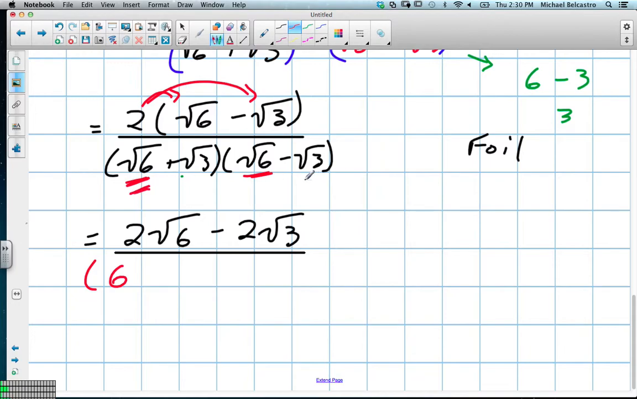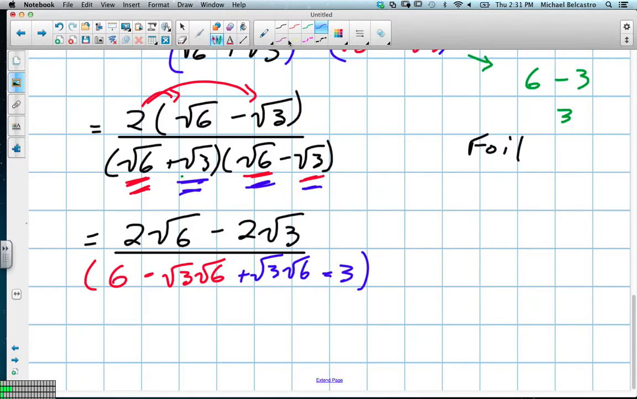Then we take that root 6 times negative root 3. It's going to give us negative root 3 root 6. Then we do root 3 times root 6. We get positive root 3 root 6. And then finally, the last terms are root 3 times negative root 3, which will give us negative 3.